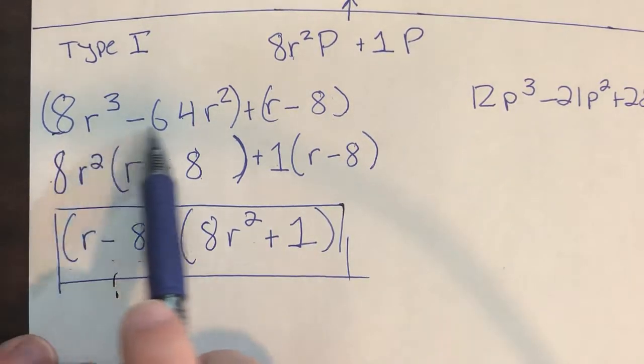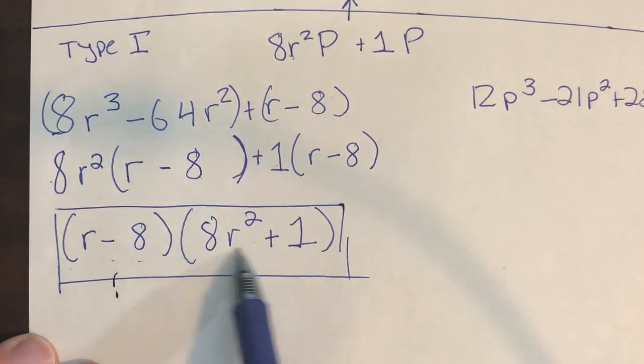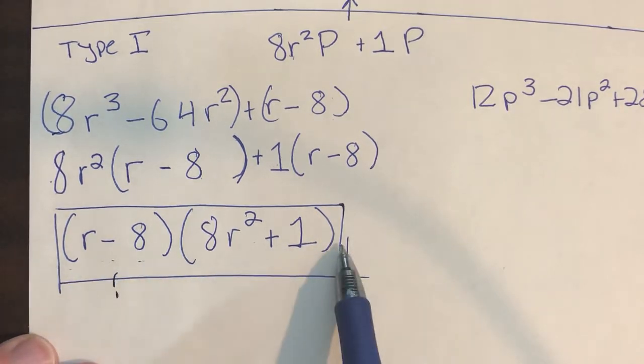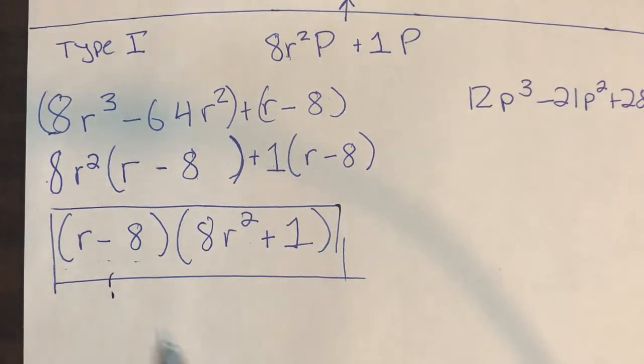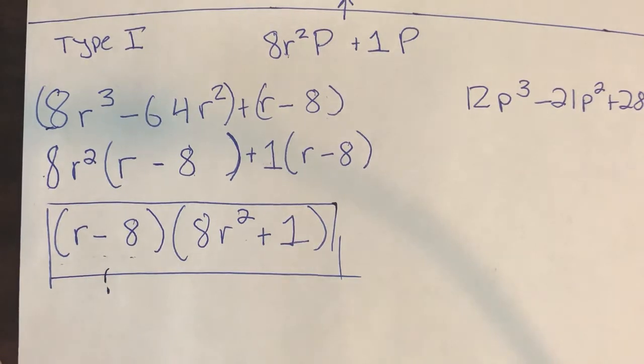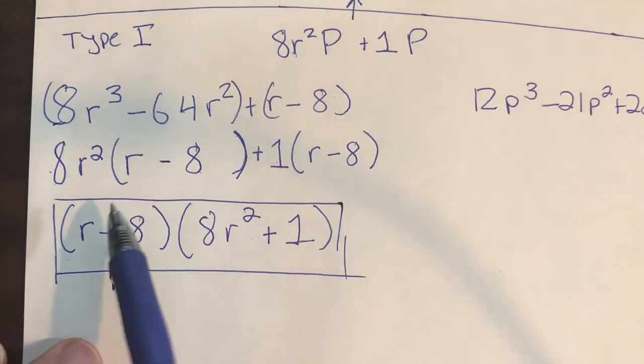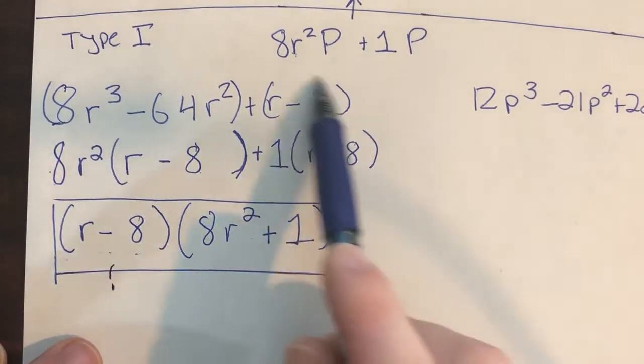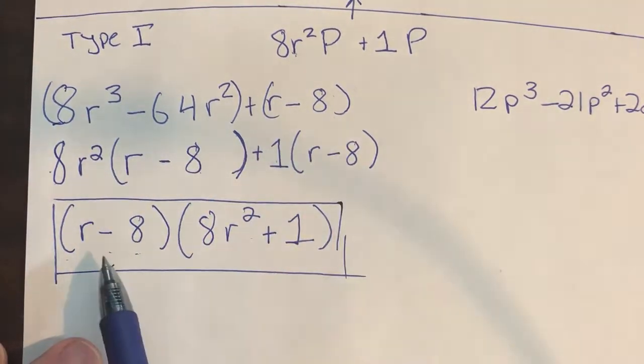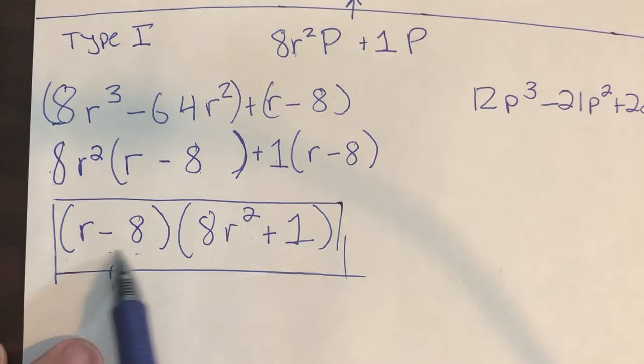So what we've done is we've taken this and broken it down from what was a cubic into something that's a little bit more manageable. Because eventually we're going to want to make sense of the zeros of these things. In other words, what r values are going to make this original polynomial equal to 0? And here we can easily see that if r is 8, that's going to make it equal to 0.